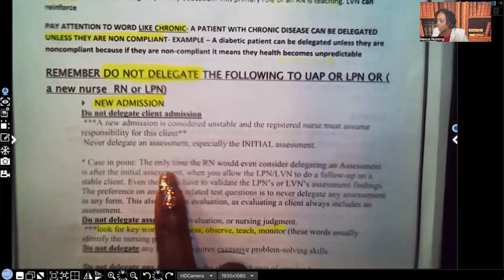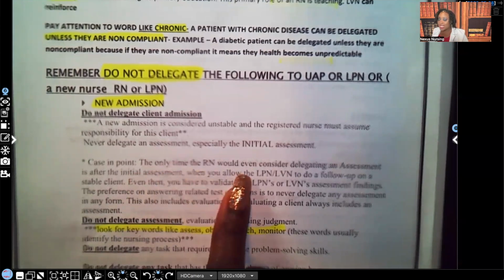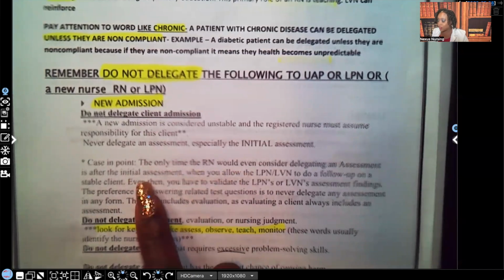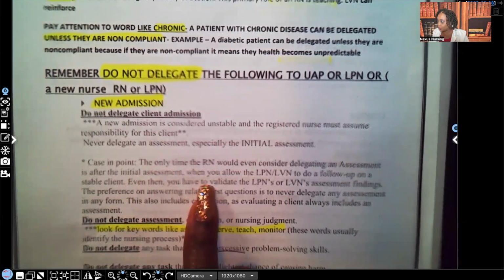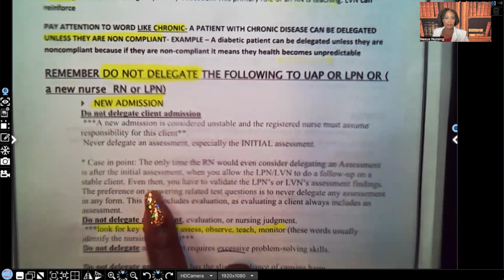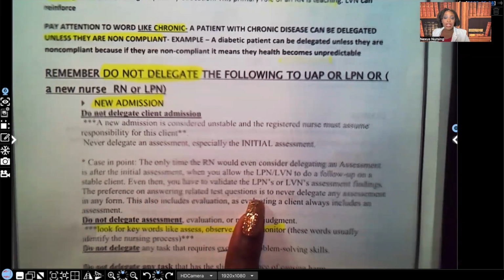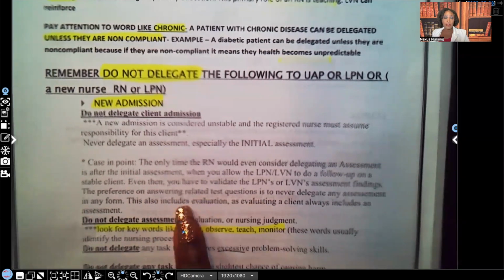Case in point, the only time the RN would even consider delegating an assessment is after the initial assessment, when you allow the LPN or LVN to do a follow-up on the stable client. I should have highlighted that word stable, but I don't see my highlighter. The preference on answering related test questions is to never delegate any assessment in any form. When it comes to testing purposes, if it's an assessment, don't delegate it to the LPN. You have to keep that patient.